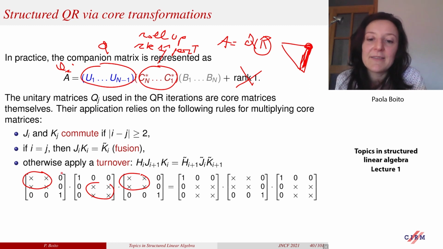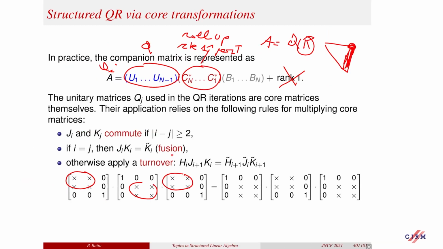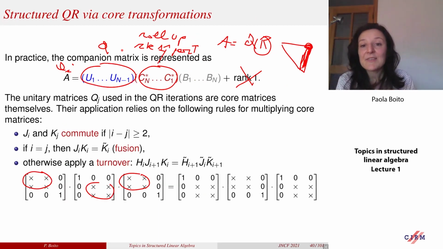And when you find a matrix with which you cannot commute or fuse, you can apply a turnover. And in this way, this transformation Qi will be able to walk along this factorization and help us implement the bulk chasing process. Okay. And this turns out to be stable because it's based on unitary transformations. So the intuition here is to forget about the rank 1 part and only work on the unitary parts.